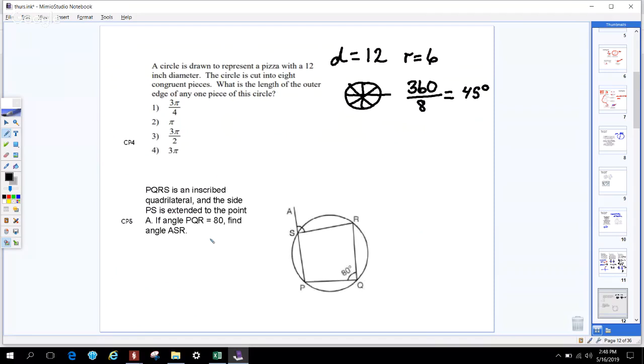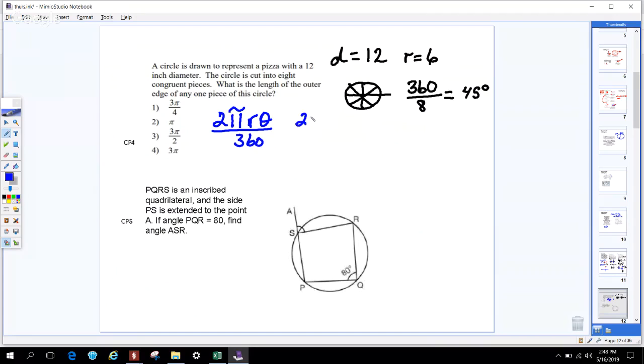So I'm going to use arc length. It literally says, what is the length? So I'm going to use arc length. The arc length formula will be on the formula sheet. I know you don't have it in front of you. That's 2 pi r theta divided by 360. So then we're just going to put it in.